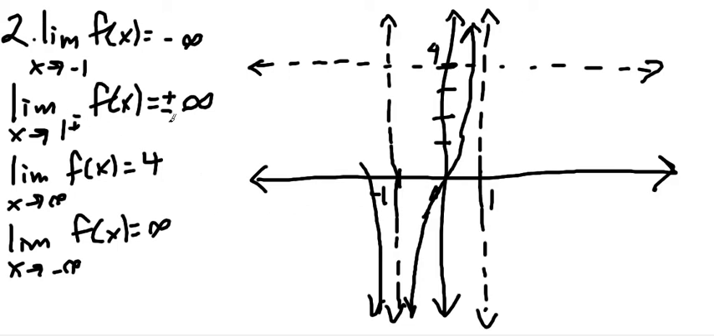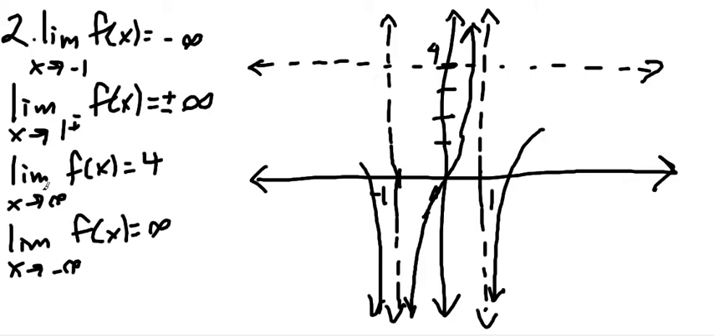And as we approach 1 from the right, it goes to -infinity. So that means that as we approach 1 from the right, it comes down here. Okay, so here, as we approach -1 from either direction, it goes to -infinity. As we approach 1 from the left, it goes to +infinity. As we approach 1 from the right, it goes to -infinity.